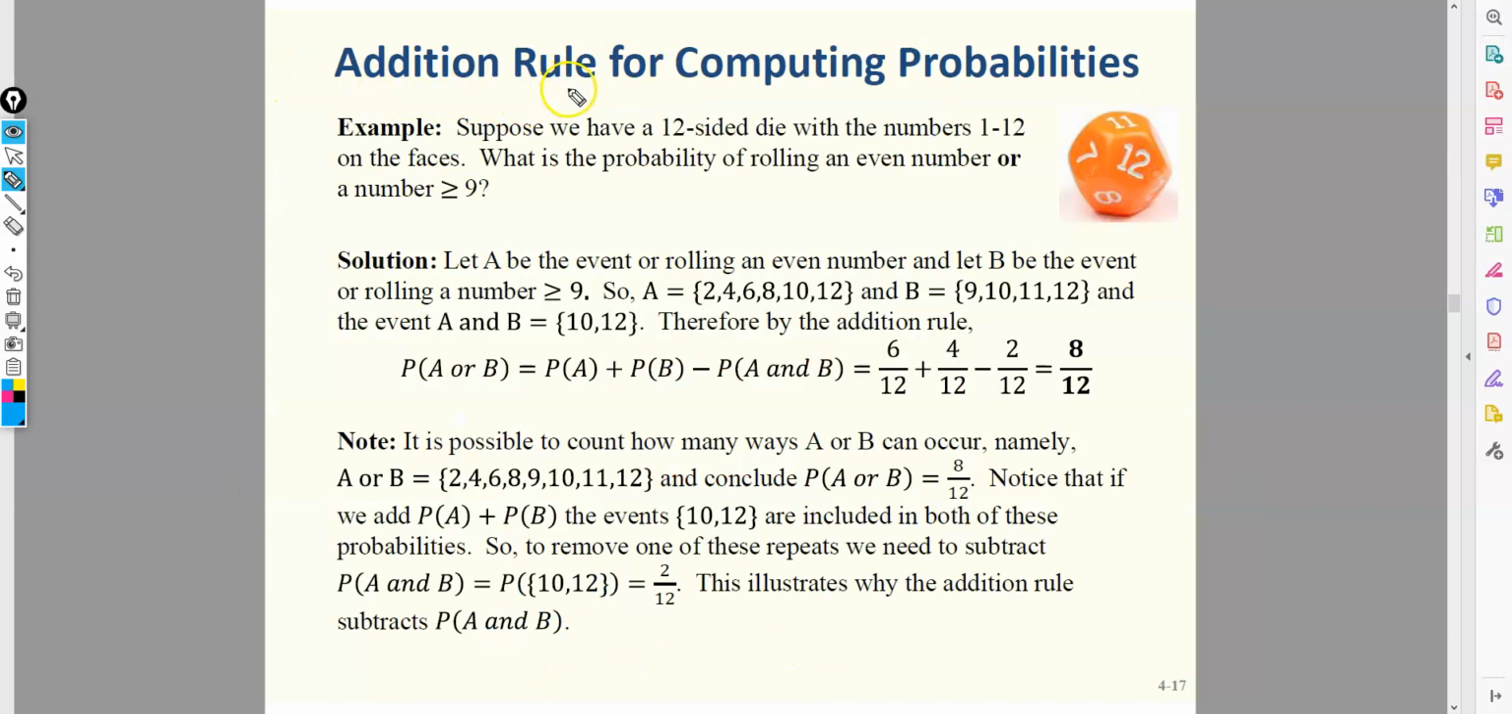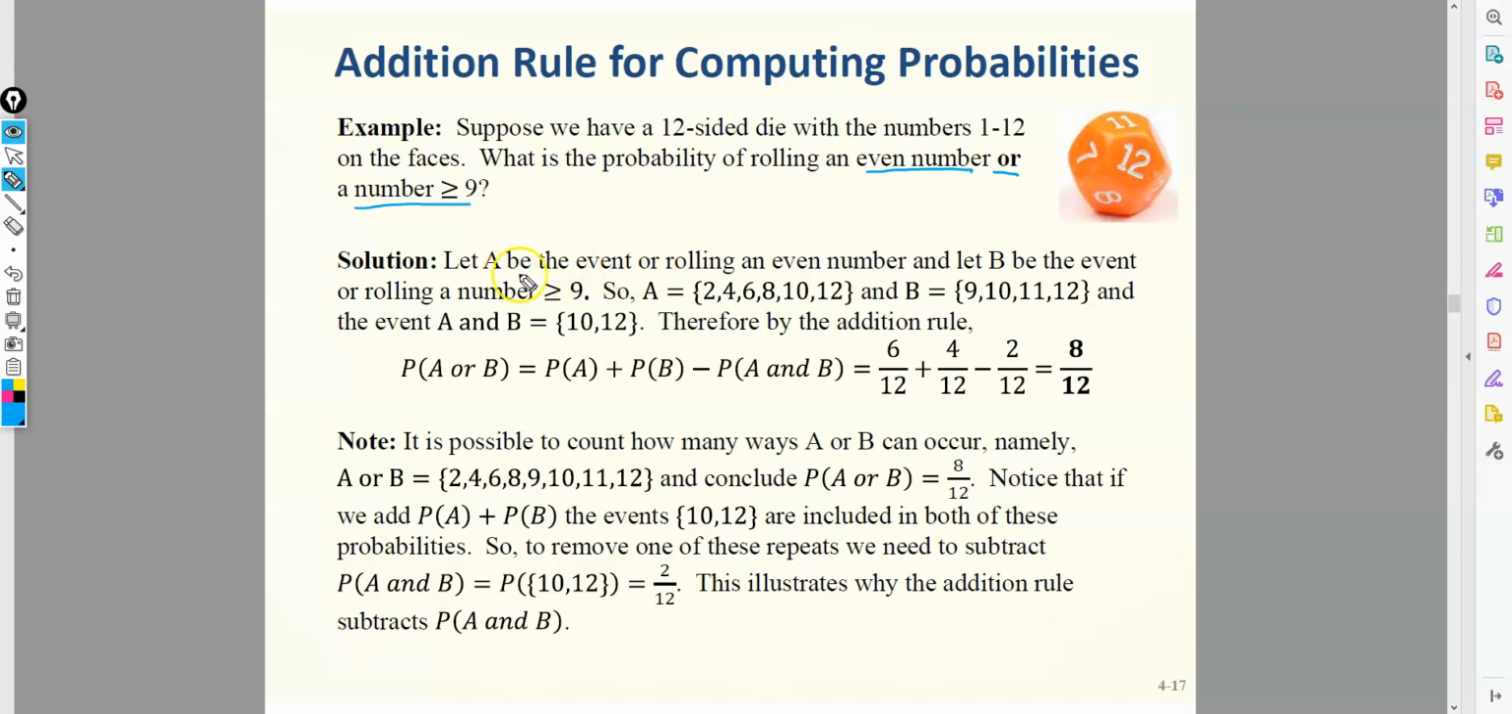Now let's consider this example. So here we have a 12-sided die with the numbers 1 through 12 on the faces, and we want to find the probability of rolling an even number or a number greater than or equal to 9. Notice the or right here. So to solve this problem, we're going to apply the addition rule.